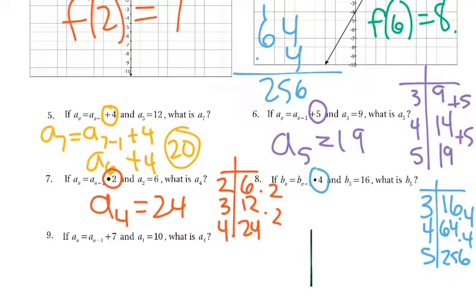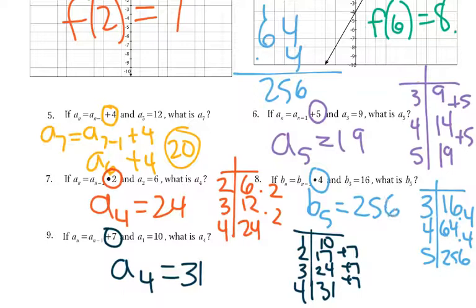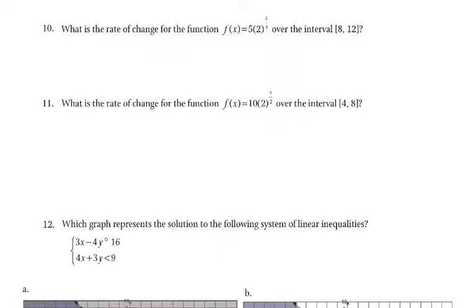Okay, and the last one on this type, a sub 1 is 10. We want to find a sub 4, and our pattern of growth is adding 7. So we get 17 plus 7 is 24, plus 7 is 31. So a sub 4 equals 31. I don't think I wrote what b sub 5 is, 256. So with those ones, using the table of values is a great way to do that.